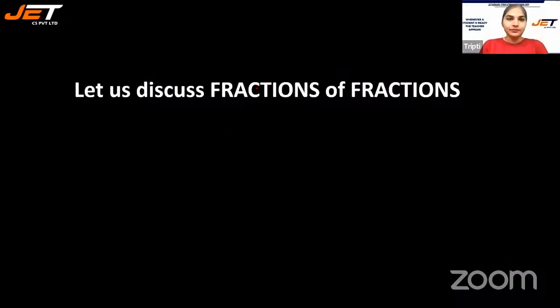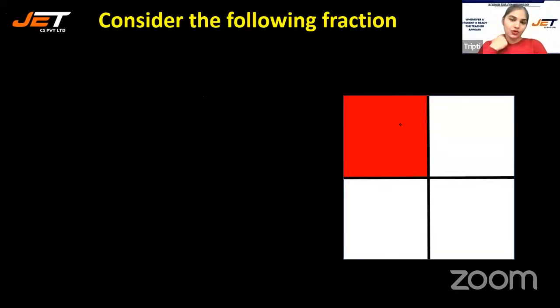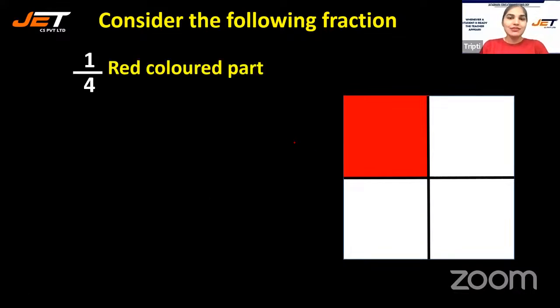So here, let's consider the fraction. This is a square having four square parts in between. This is 1 by 4. You can see that this is one part out of four equal parts. We can call it as 1 by 4. Right. Now, this is a red colored part.